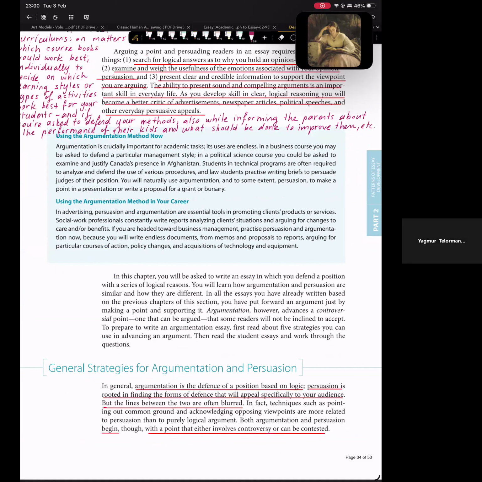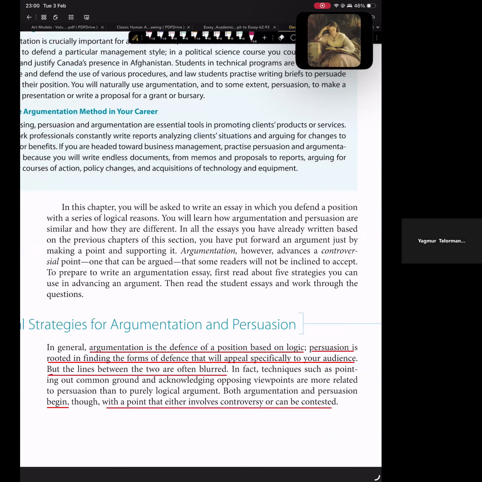You took a course on critical thinking and speaking last year. So today we are going to make some references to that course about forming arguments and methods of persuasion. So in general, argumentation is the defense of a position based on logic, and persuasion is rooted in finding the forms of defense, methods of defense that will appeal specifically to your audience, just like you did in your argumentative speeches in critical thinking and speaking last year.